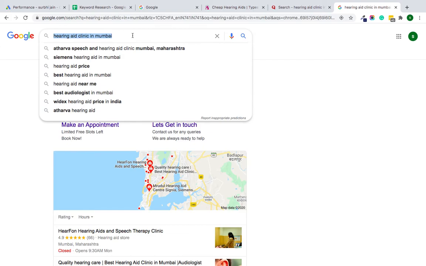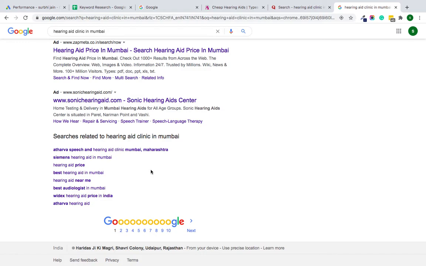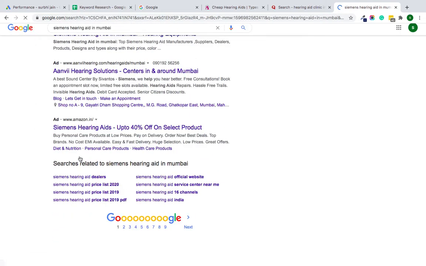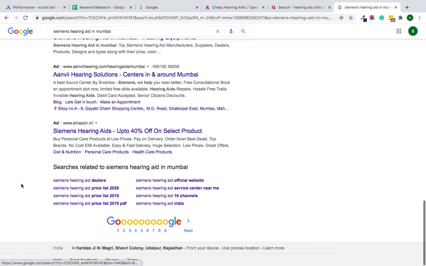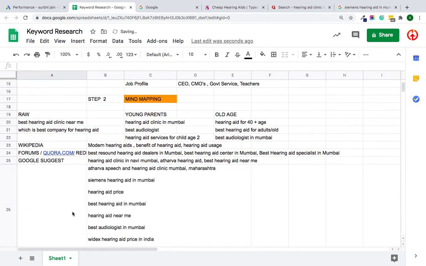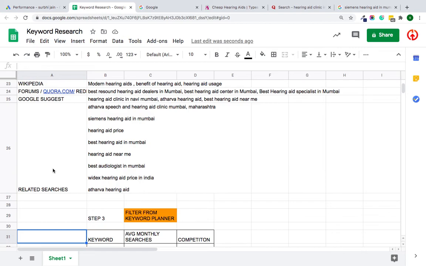Now we'll see related searches. When I was searching for hearing aid clinic in Mumbai, if I go to the bottom, I see more searches related to hearing aid clinic in Mumbai. So Atharva, Siemens, hearing aid price, best hearing. I have more searches, so I can take these as well. I'm copy pasting these all and taking them into consideration. Again, I can search one more and see more related searches. So if you see Siemens, now I've got keywords related to Siemens. Siemens is a company which deals in hearing aids. So I've just put it up here. So I have found a lot of keywords through this procedure.